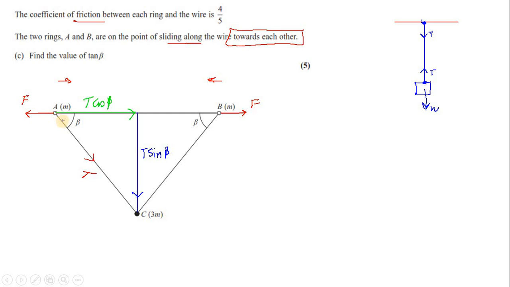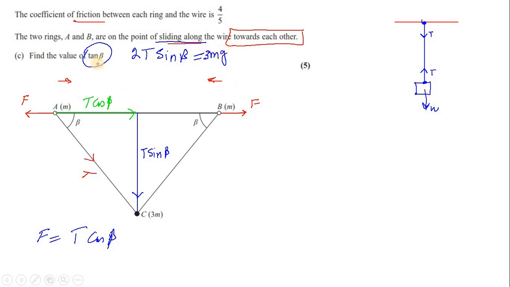So we say that because they are at a point of slipping or sliding, that means F is equal to T cos beta. Now, because we need to find the value of tangent beta, you can go back to part A where we got one equation of T sine beta, and if you recall, you will find the equation as 2T sine beta is equal to 3mg. This was the first equation, 3mg.